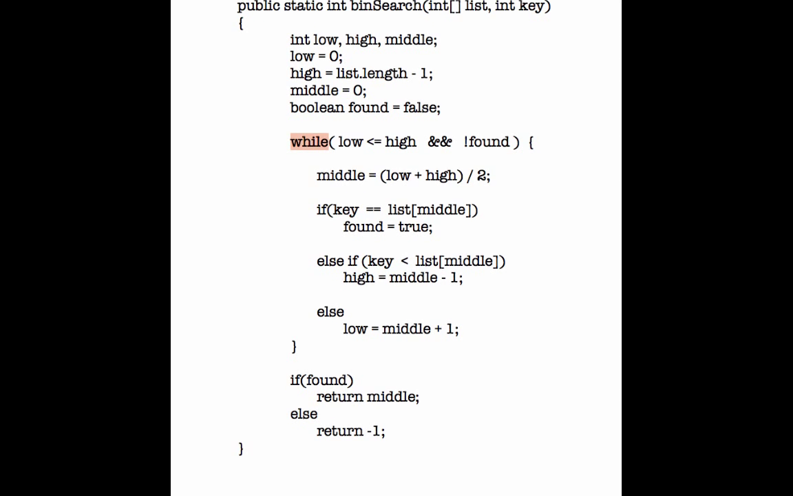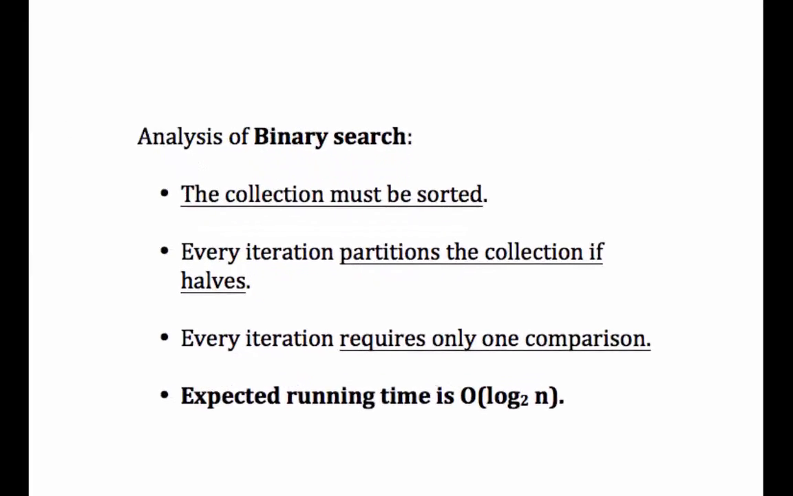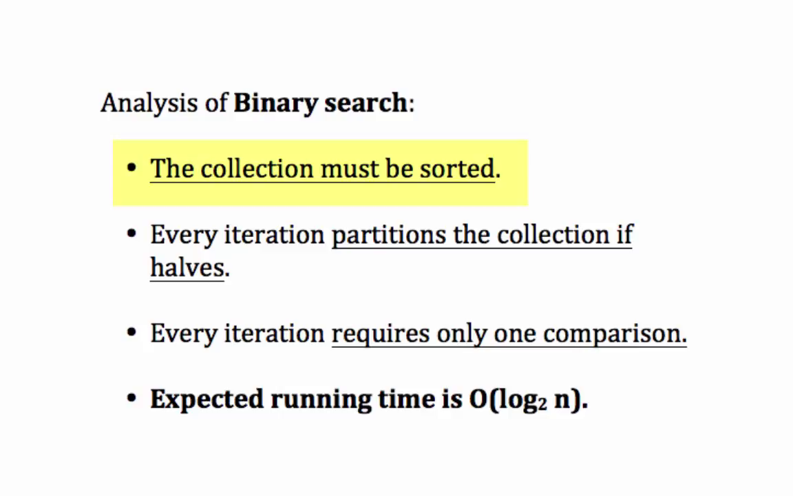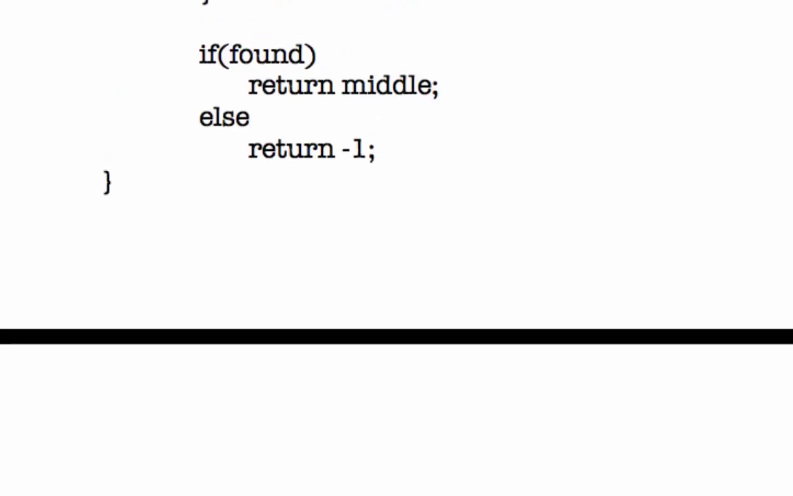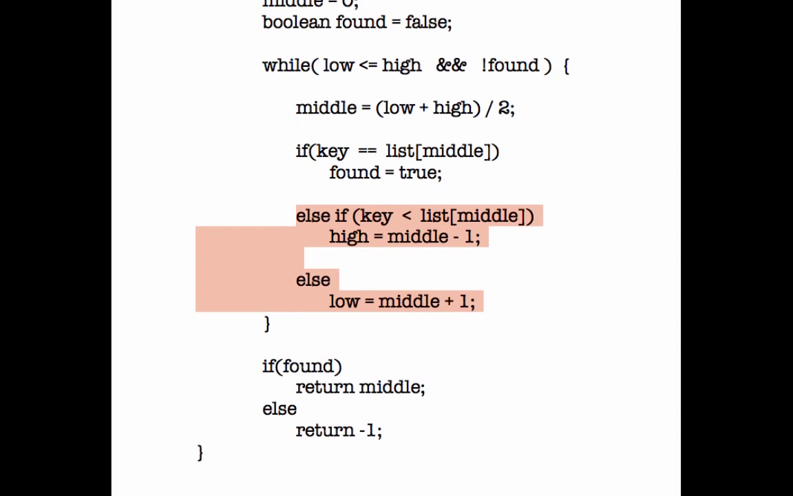Just to summarize what's happening in this code, let's go over the rules. First and foremost, the collection has to be sorted. The array has to be sorted so that it makes sense to talk about low and high and middle. Every iteration partitions the collection in half, and every iteration requires only one comparison. We compare to the element in the middle. After that, we simply decide which half we want, and then we repeat the process.